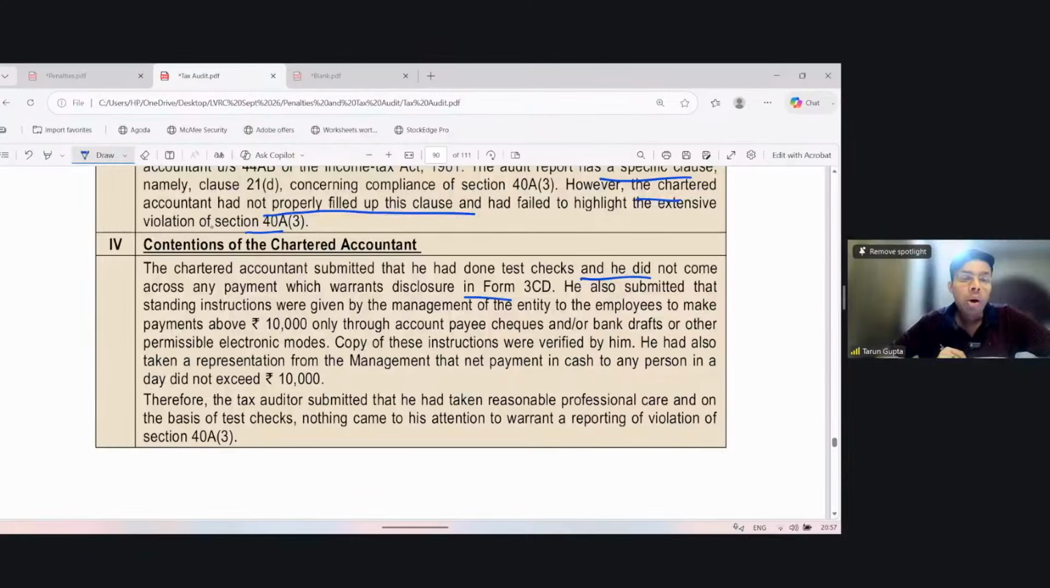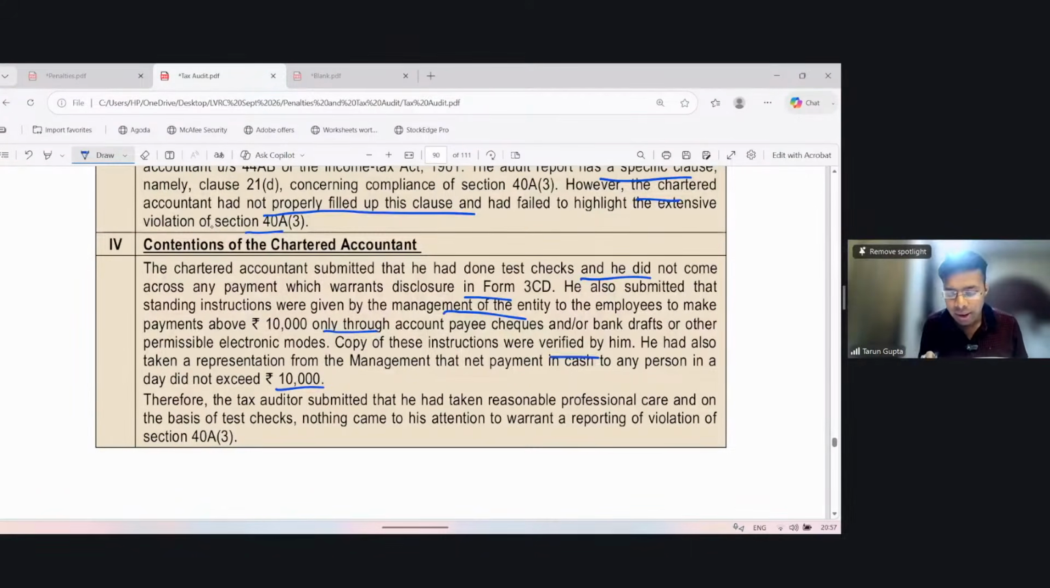payment. He also submitted the standing instruction given by management of the entity to the employees to make payment above 10,000 only through account payee cheque and bank draft, the permissible modes. Copy of these instructions was verified by him. He also took a representation from the management that net payment in cash to any person in a day did not exceed 10,000, meaning it was within the limit of 40A(3).